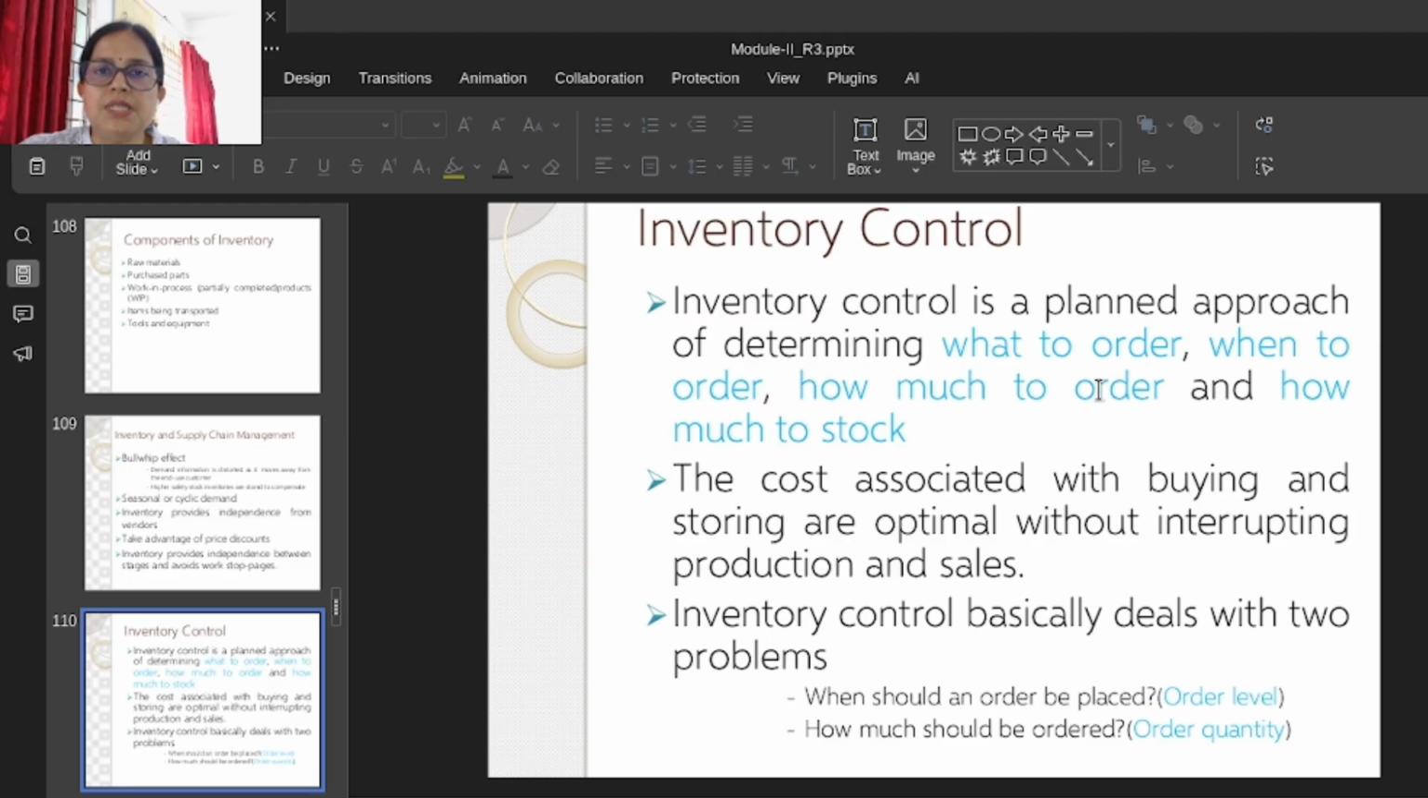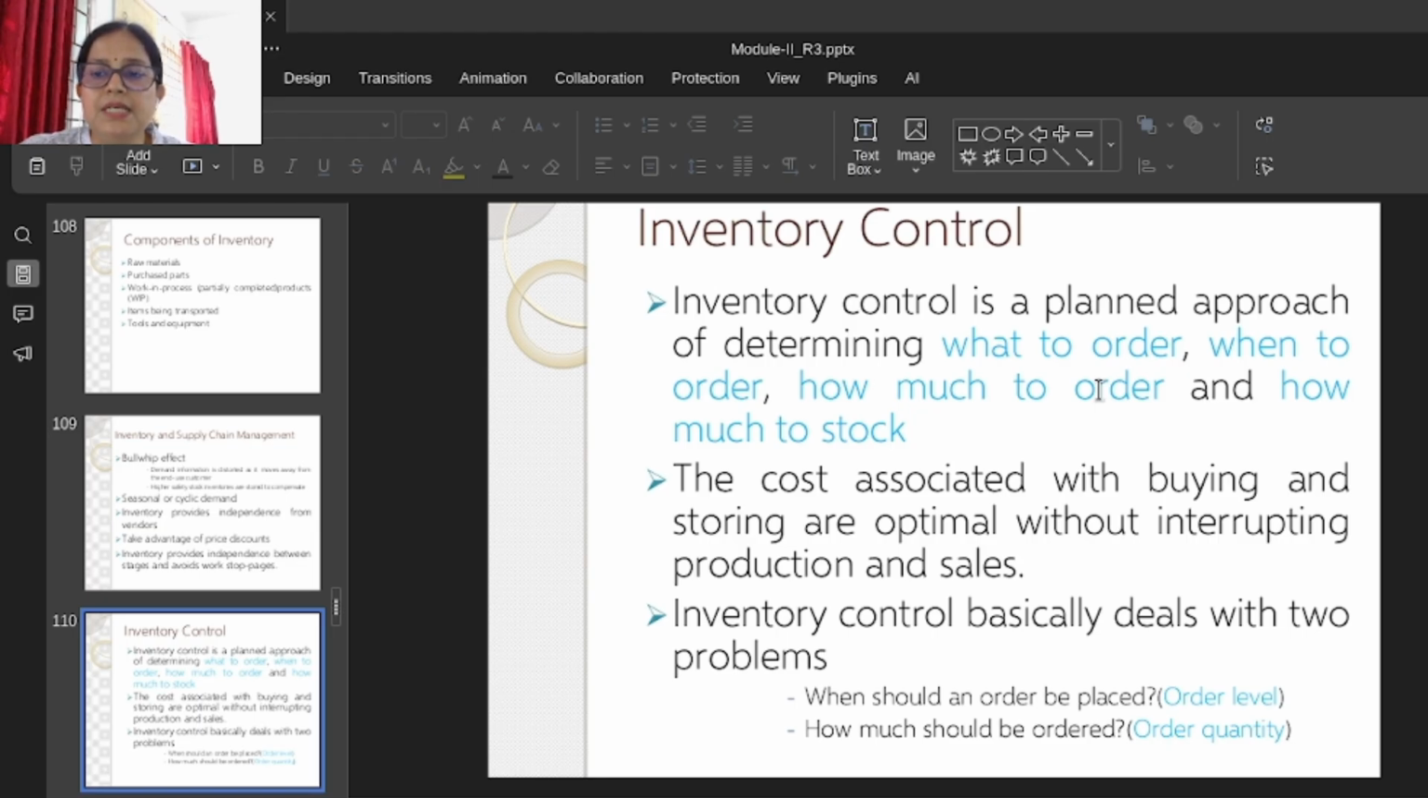The cost associated with buying and storing should be optimal without interrupting production and sales. So, we need to optimize the cost of buying and the cost of storing the product or the materials.